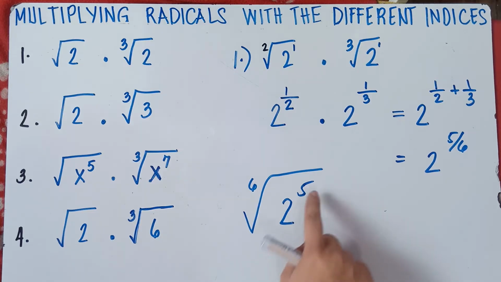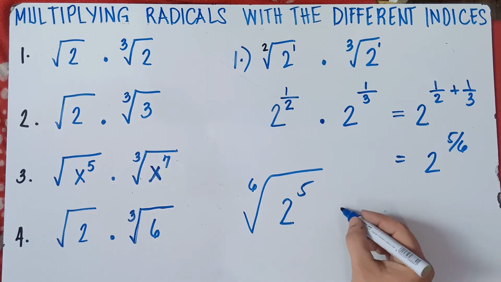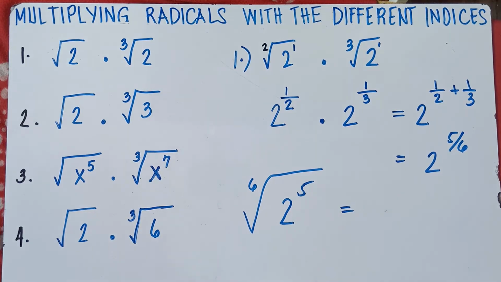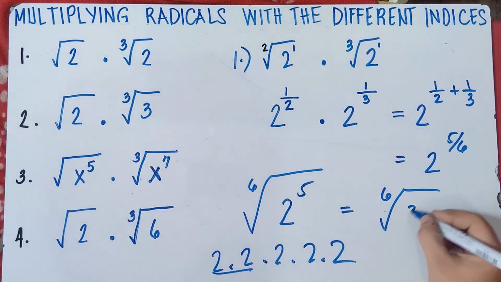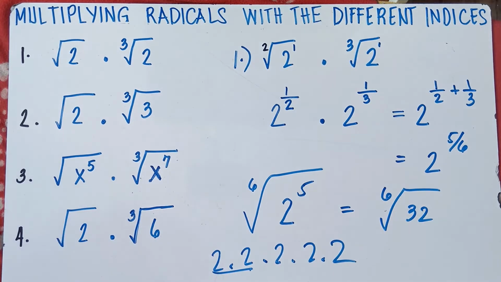Now, can we simplify 2 raised to the power of 5? Yes, we can. 2 raised to the power of 5 means you multiply 2 by itself 5 times. So this will be 2 times 2 times 2 times 2 times 2. 2 times 2 is 4, times 2 is 8, times 2 is 16, times 2 is 32. So this will be the 6th root of 32. That's our final answer for number 1.